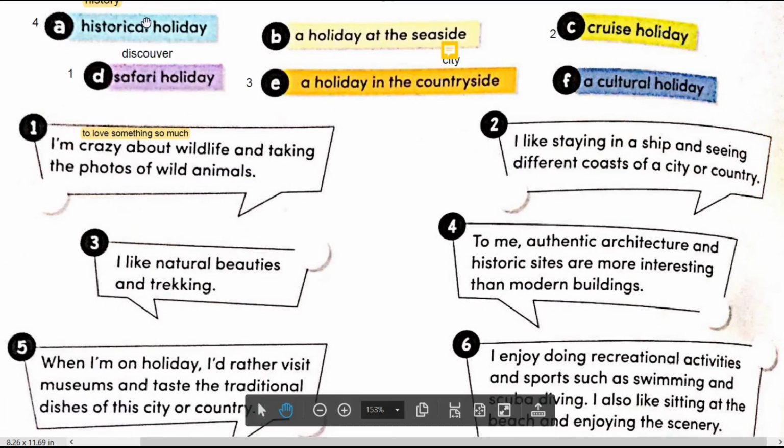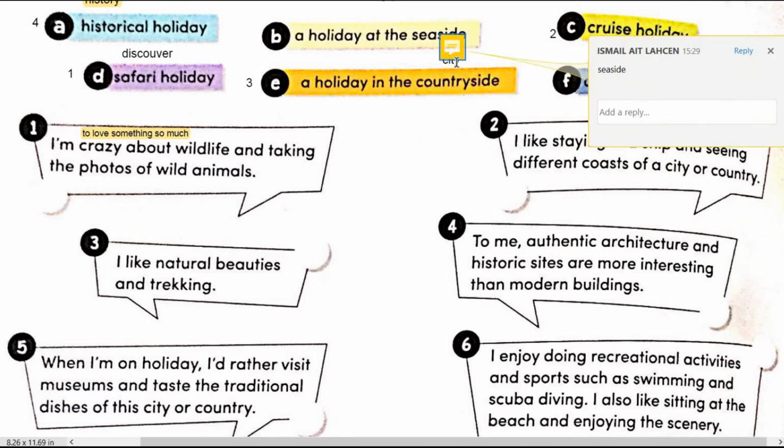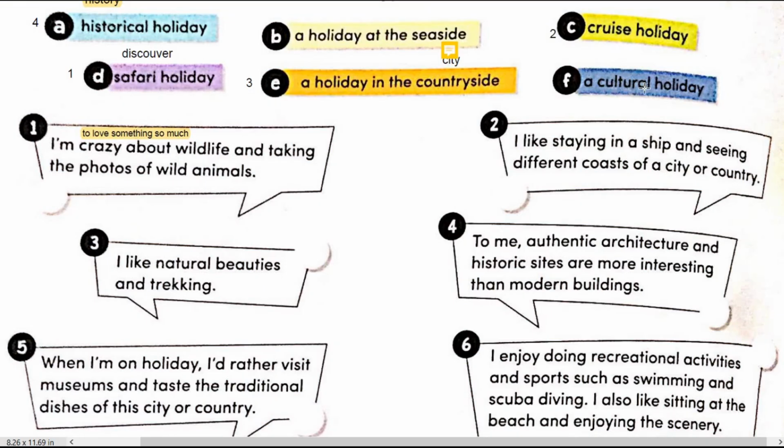So historical holiday is related to history, holiday at the seaside is related to the beach, cruise holiday is related to the ship or cruises, and safari is related to traveling to see wild animals. Holiday in the countryside, the opposite of the city. And then we have cultural holiday, about culture, to discover culture. That's it.